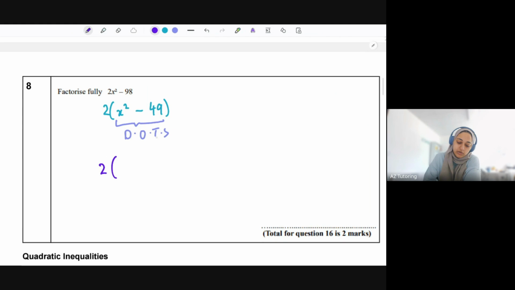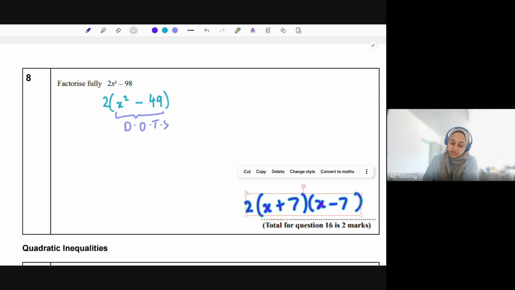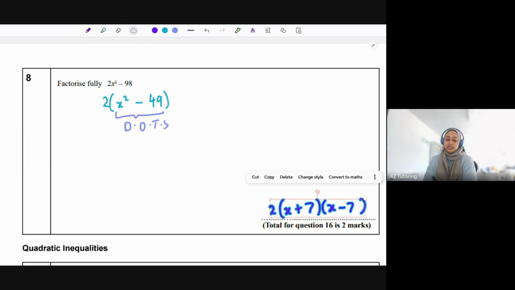So let's do difference of two squares on the inside. Leave that 2. For the inside part, we square root the first term. Square root of x squared is just x. Put a plus in one, put a minus in one. And what's the square root of 49? That's just 7. So 7, 7. And that's my final answer. So a lot of people got stumped with this one just because they didn't know to do that first step of factorizing the 2 out and then deal with it using the difference of two squares method.